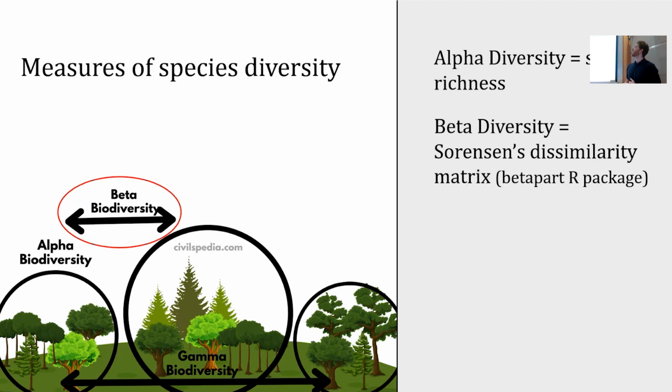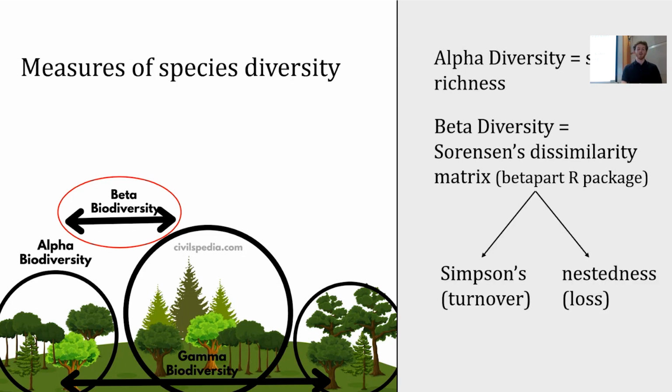And for that, I'm using Sorensen's dissimilarity matrix, specifically using this betapart R package. This package conveniently calculates Sorensen's, which represents overall beta diversity, but then it also partitions that out into 2 different measures. So you have Simpson's matrix, which represents species turnover. For example, if you had one site with species A, B, and C, and another with A, B, and F, that difference would be captured by this turnover.